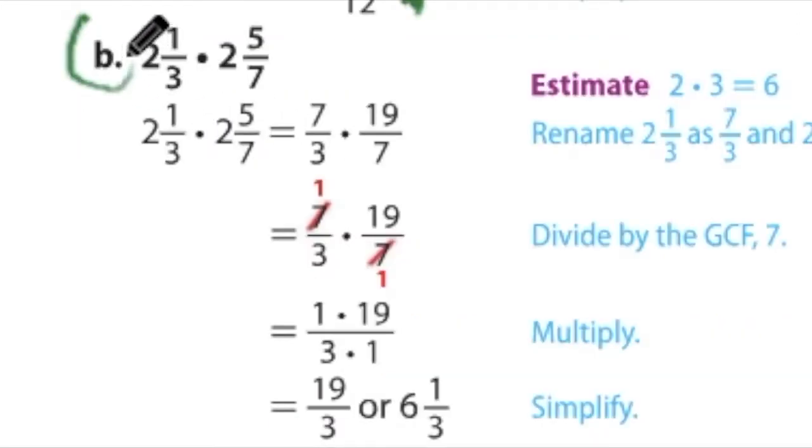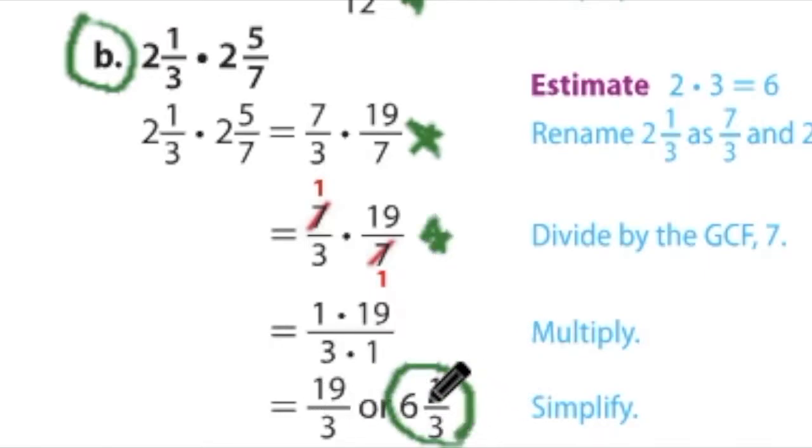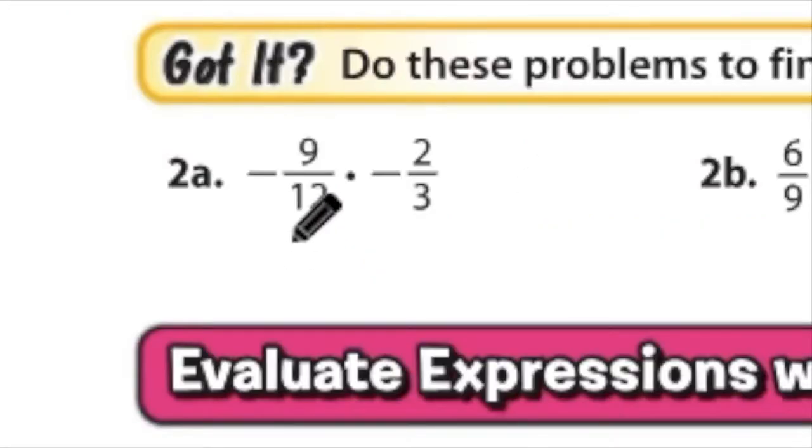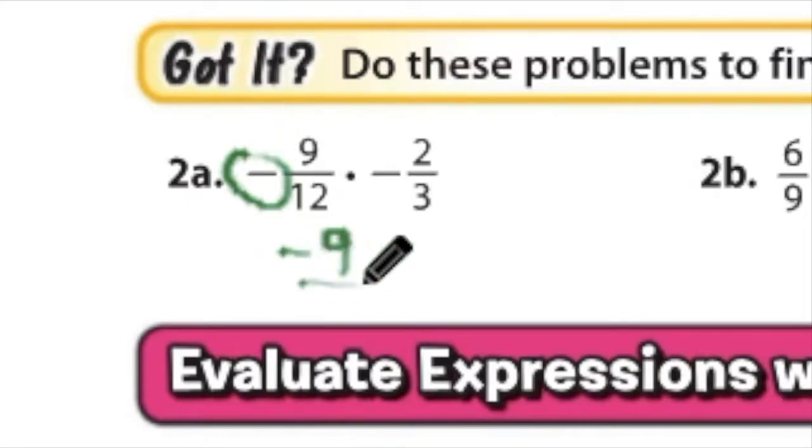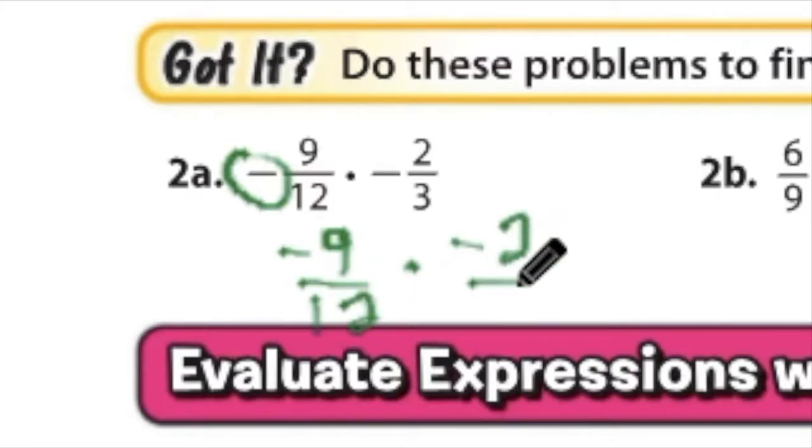In example B, remember that when we're multiplying mixed numbers, we first of all have to change those to improper fractions. We can still cross-cancel to make simplifying easier, and then when we're finished we can convert back to a mixed number. For the got it problems 2a, I'm going to assign that negative sign to the 9, so -9/12, times -2/3.